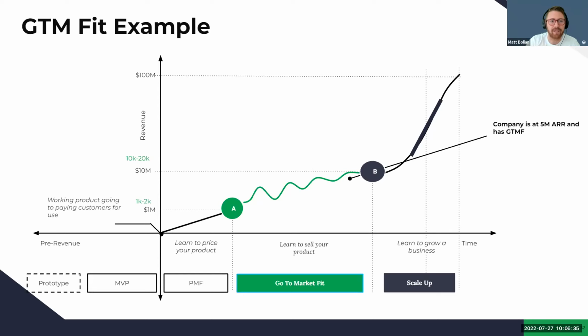Let's pretend there is a company that, if you're looking at this, they're around $5 million ARR, and they're approaching what they would call go-to-market fit. So let's pretend you're just hired as a director of RevOps for this company. What is the first question you would ask based on what we've talked about today?